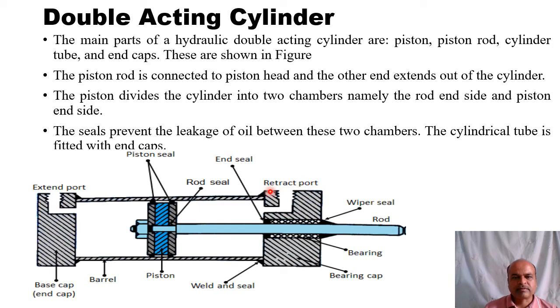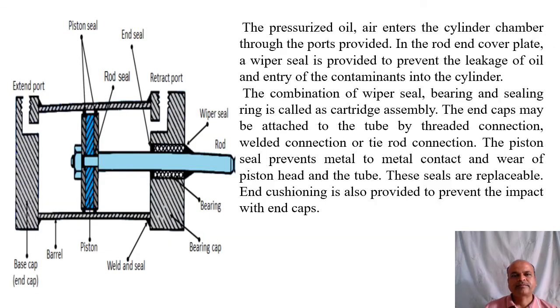So this is a constructional diagram of a double acting cylinder. In this double acting cylinder, the pressurized oil or air enters the cylinder chamber through the ports provided. In the rod end cover plate, a wiper seal is provided to prevent the leakage of oil and entry of the contaminants into the cylinder. So this wiper seal is used to prevent the leakage of oil.